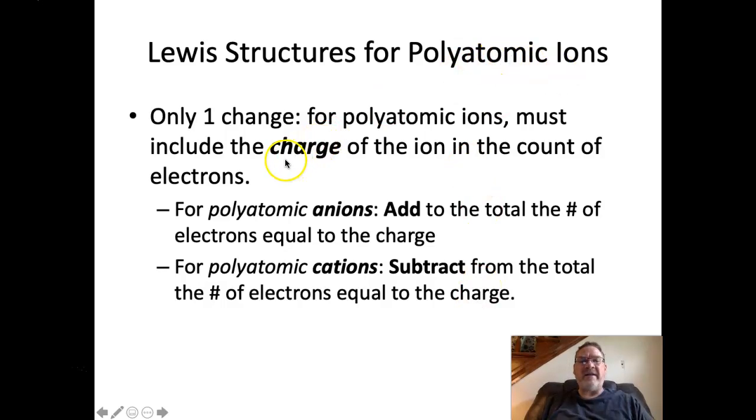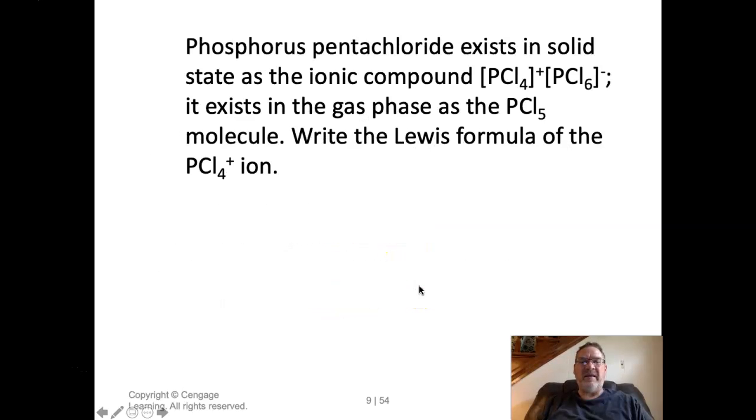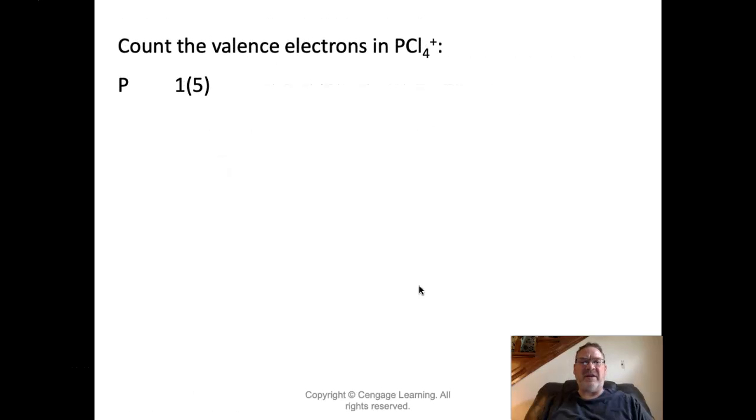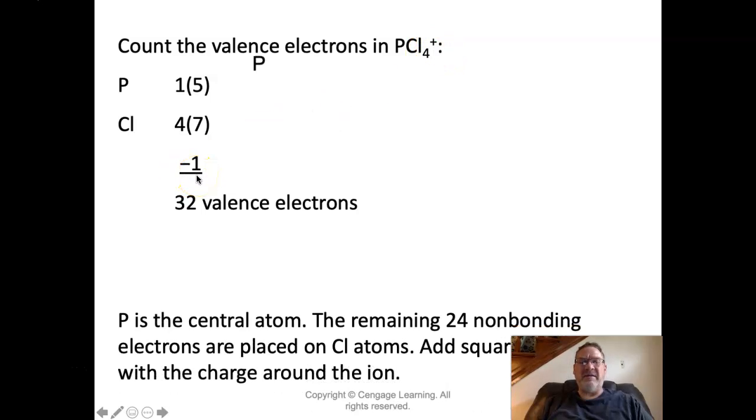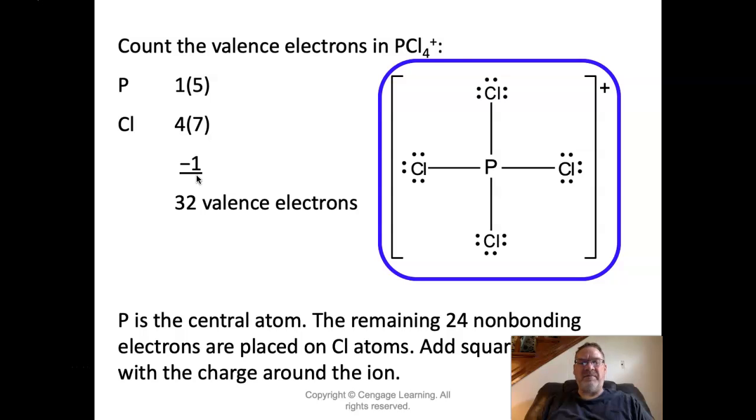For polyatomic ions, we do take account of the charge. You will know what's a polyatomic ion. They're going to give you the charge. And again, if it's the anion or cation, you've got the thing that you can do with this. And again, here's the structure, PCl4 plus charge. It's a cation. So again, with the cation, you do the subtraction, and you get the structure.